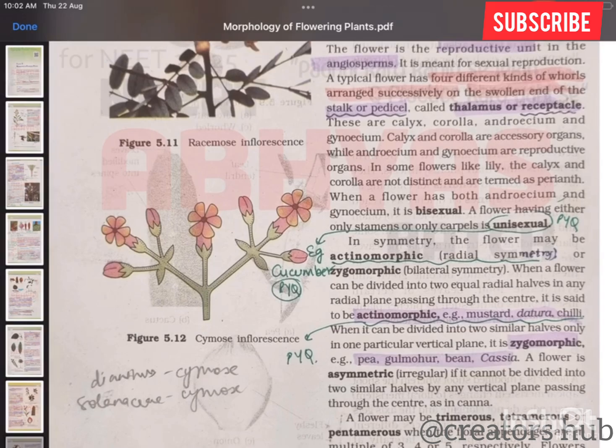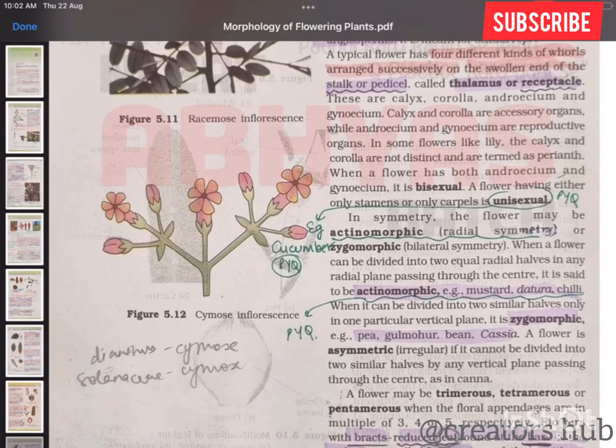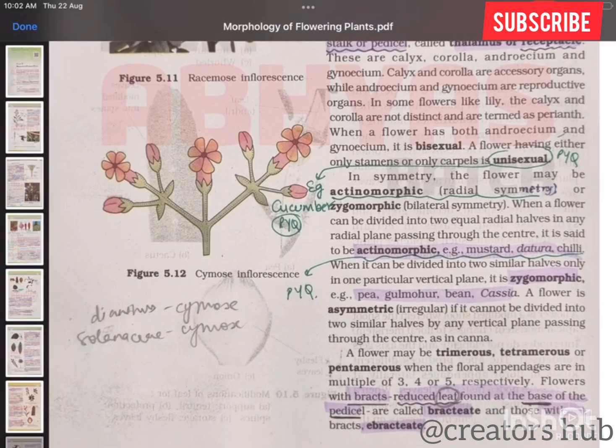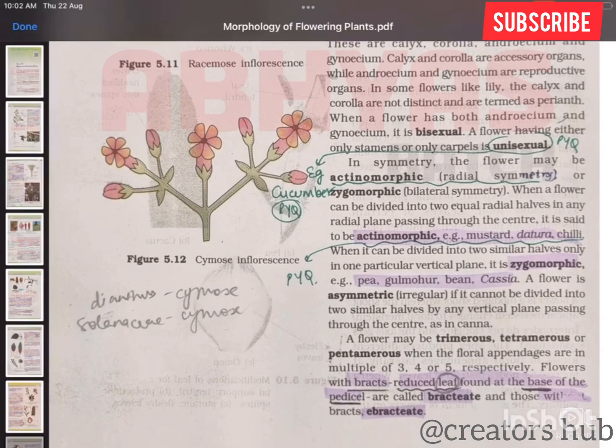In some flowers like lily, the calyx and the corolla are not distinct and are termed perianth. When a flower has both androecium and gynoecium, it is called bisexual. A flower having either only stamens or only carpels is called unisexual. In symmetry, the flower may be actinomorphic, that is radial symmetry, or zygomorphic, that is bilateral symmetry.